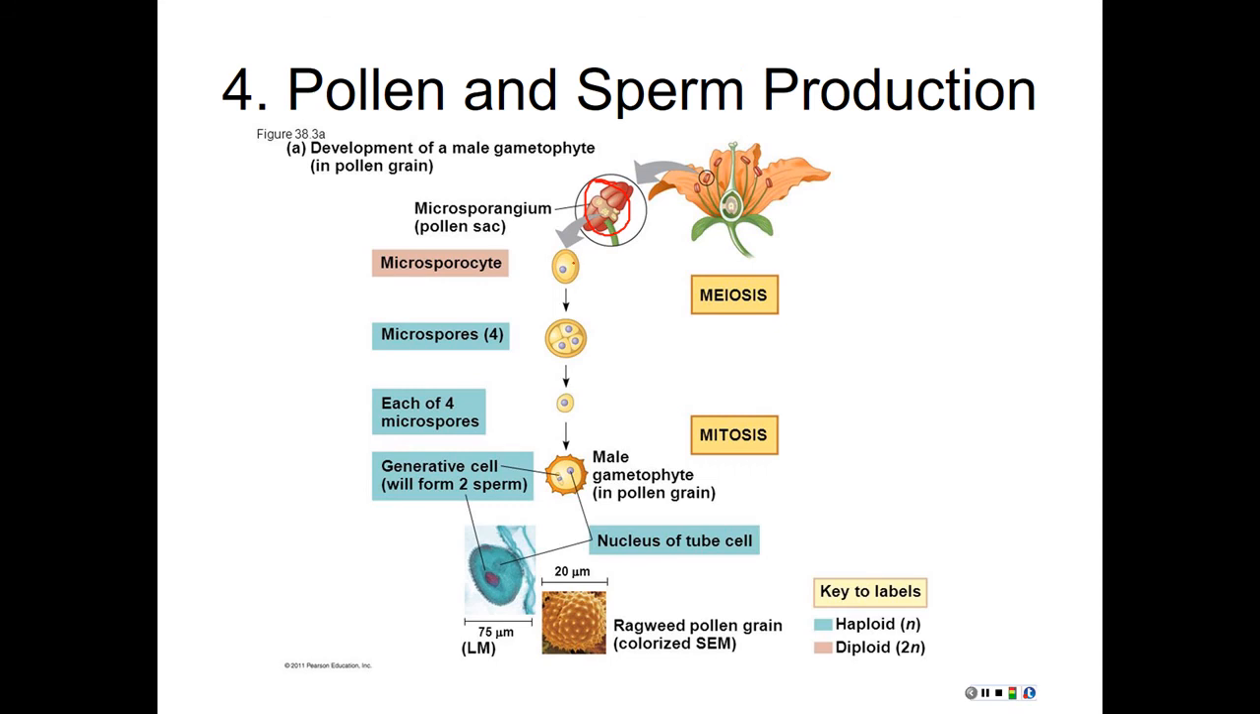So we have our microsporangium, which we sometimes call a pollen sac. And in here we have specialized cells that will become the microspores. Each of these microspores is going to become part of a pollen grain. So each pollen grain actually has two nuclei surrounded by a coat. So this is essentially the male gametophyte surrounded by a protective coat.